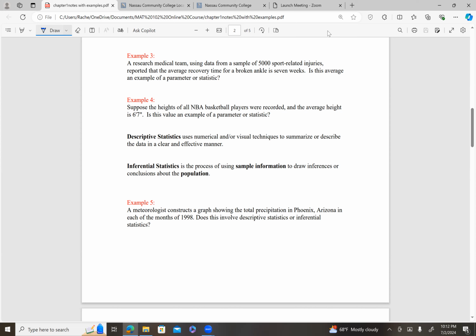So in this case, the question is, is this average, the average recovery time for a broken ankle, a parameter or a statistic? Now, this average recovery time for a broken ankle is based on a sample of 5,000 sport-related injuries. So since this average is describing the average of a sample, this is considered a statistic.